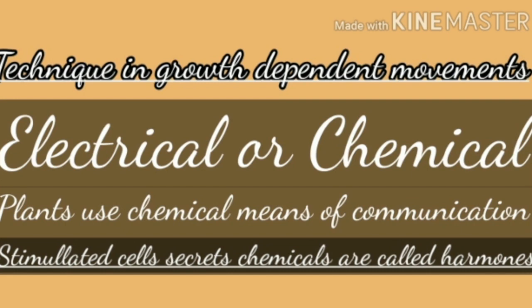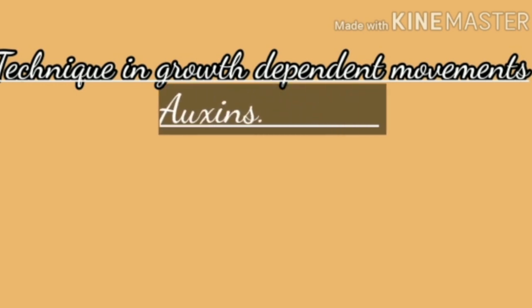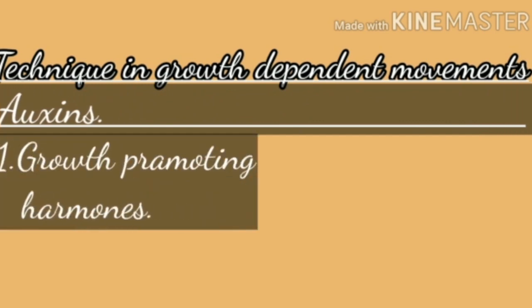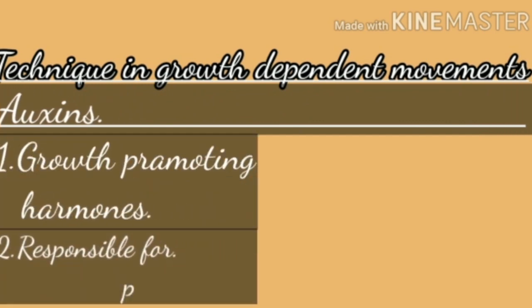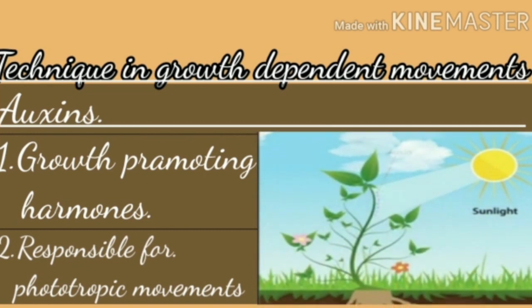These chemicals are known as hormones, and some of the hormones in plants are as follows. So let us talk about auxins first. Auxins are growth promoting hormones. These are the hormones which are responsible for phototropic movements of the plant. To understand it well, let us shine light on one side of the plant. Keep the other side dark.